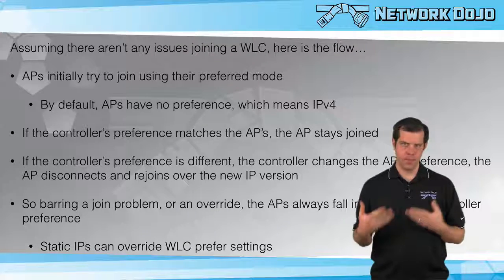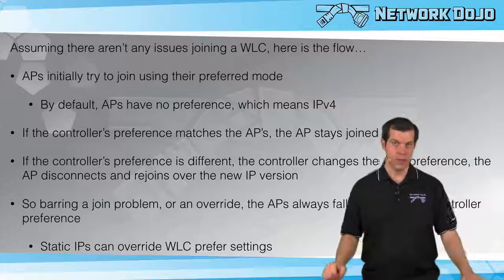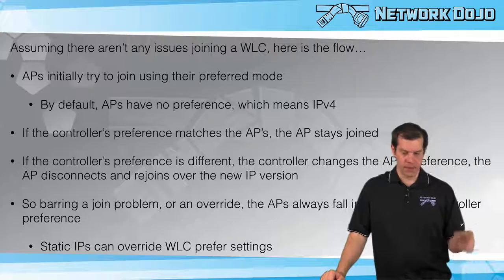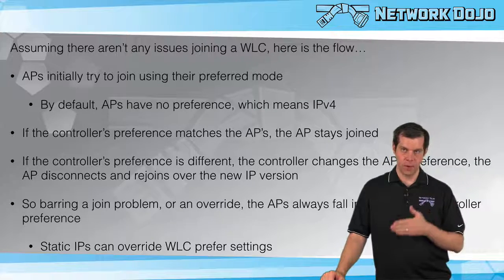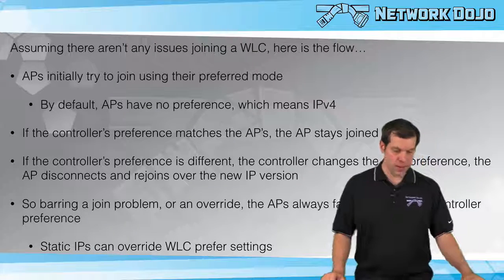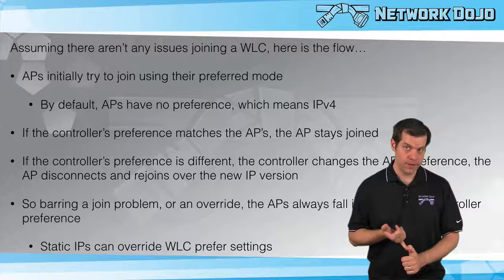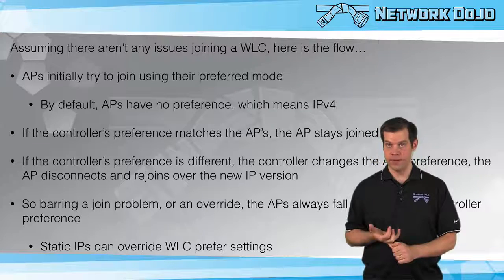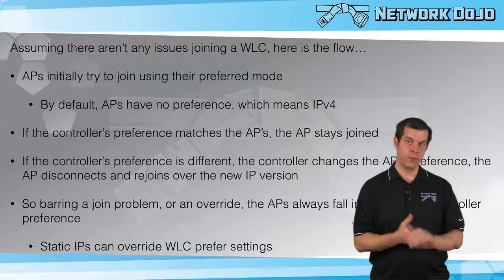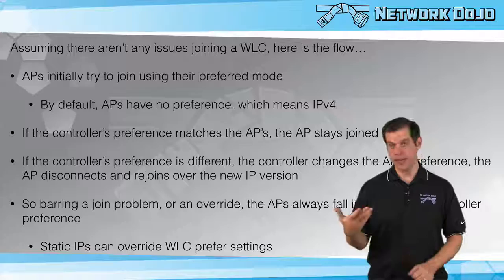But more often than not, you'll just be working with the controller configuration to set the preference at the more global level. And then maybe on a one or two AP basis, you might override that with a static IP address. And remember, this only applies if the controller supports both v4 and v6, and the AP supports v4 and v6. If the controller only supports v4, it's a moot point. We can only join over v4. Same thing on the AP side.